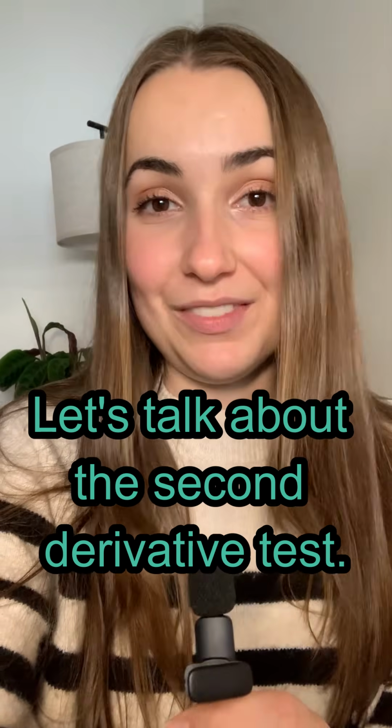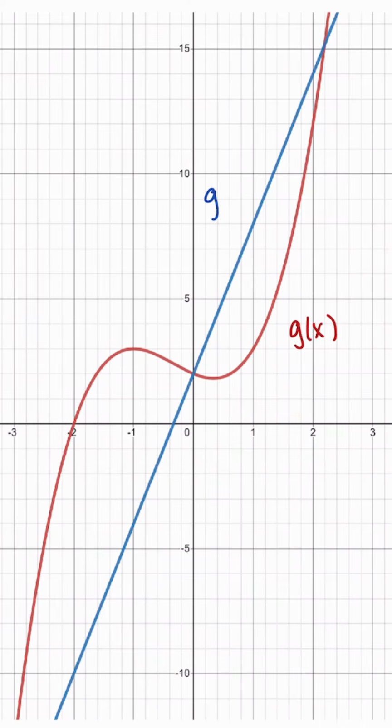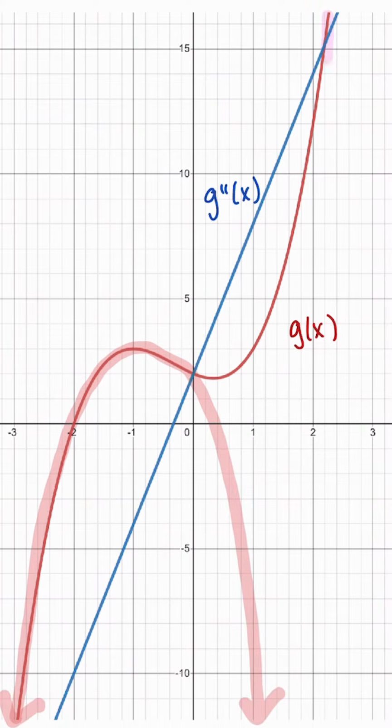Let's talk about the second derivative test. We have our function g of x along with its corresponding second derivative. Let's talk about concavity. There are two types of concavities. There is either concave down or there is concave up. We can see that this function has both of them.